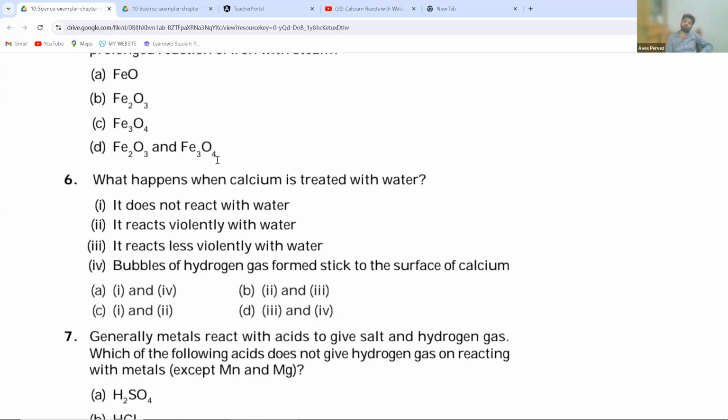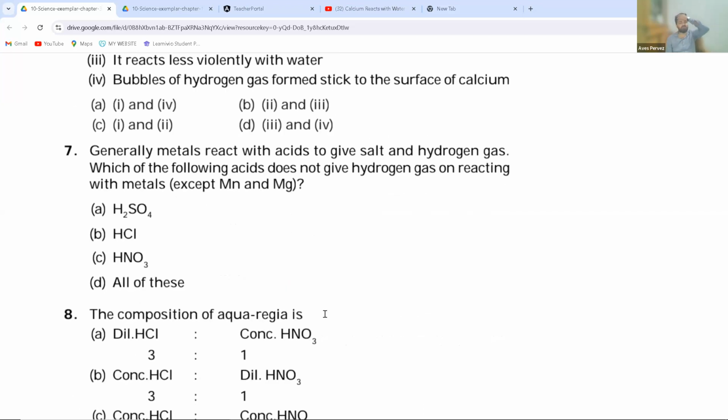Okay, everyone understood? It reacts less violently with water, not violently. Sodium and potassium react violently with water.